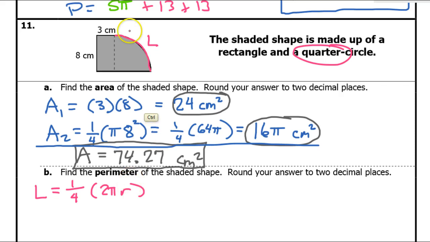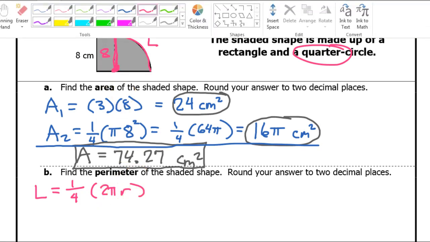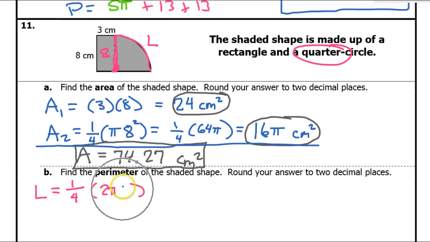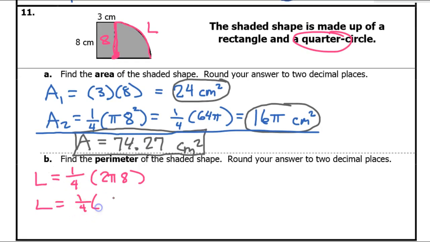The question is, what is the radius? We talked about this on the previous step. The radius is 8, because this vertical line I just drew is one radius of the circle. If I were to draw this entire circle, it'd be easier to see that this is the radius. Because of this vertical side over here, I know that the radius is 8. So this is going to be 2 times pi times 8. That means I'm going to have 1/4 of, and 2 times 8 is 16, so that's 16 pi. 16 divided by 4 is 4. So the length of arc that I'm calling L is going to be 4 pi centimeters.